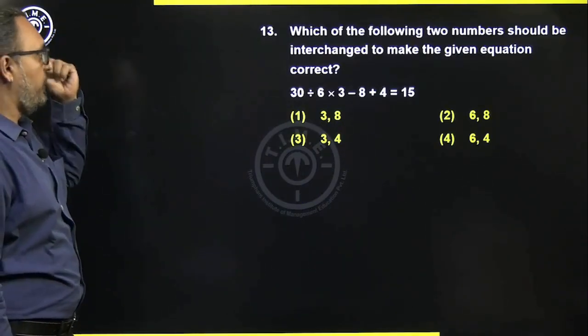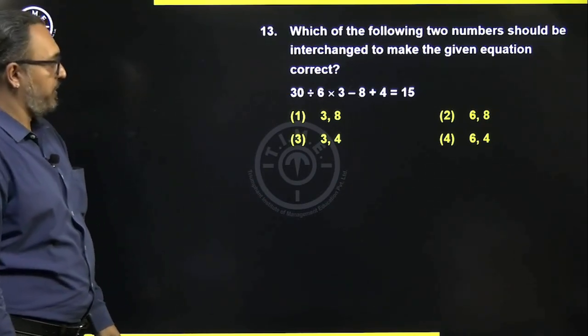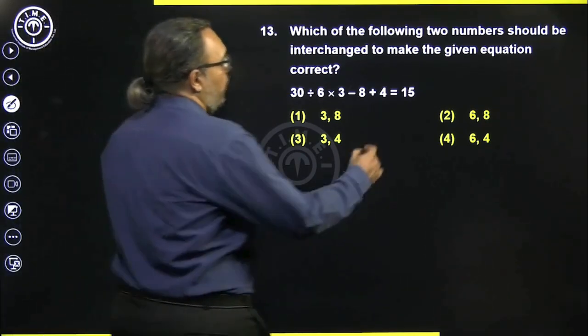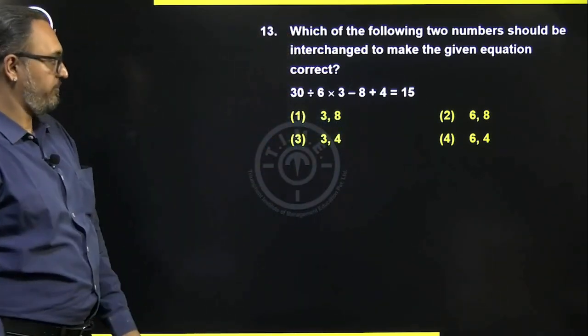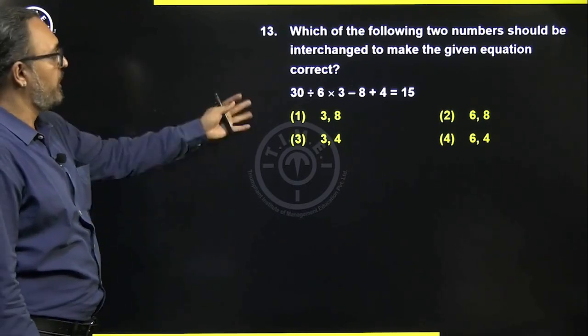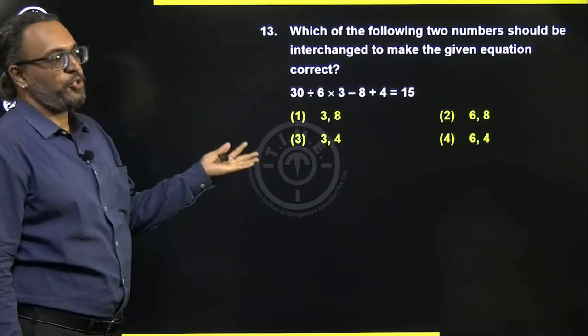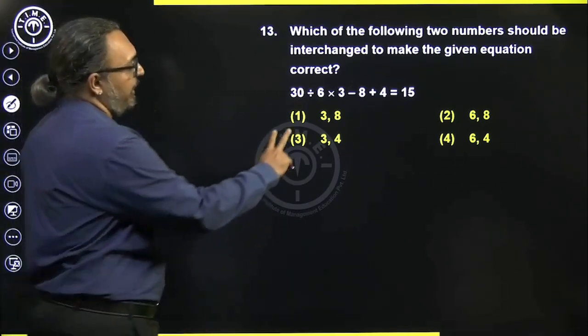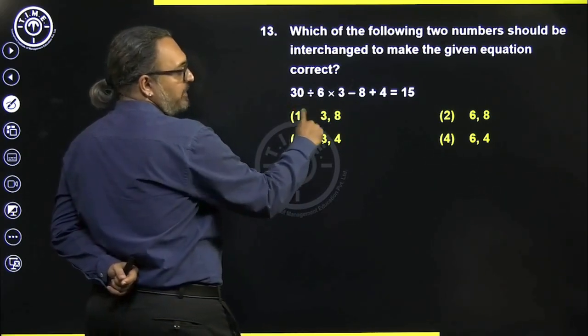Now again, which of the following two numbers should be interchanged to make the given equation correct? Okay, so obviously the right hand side I have is 15. So I need to see how do I get 15 here. Correct. So let us see how do I get 15 here. So we need to substitute and we can look into it. But then again, look at how this can happen. So we have 30 divided by 6, correct?